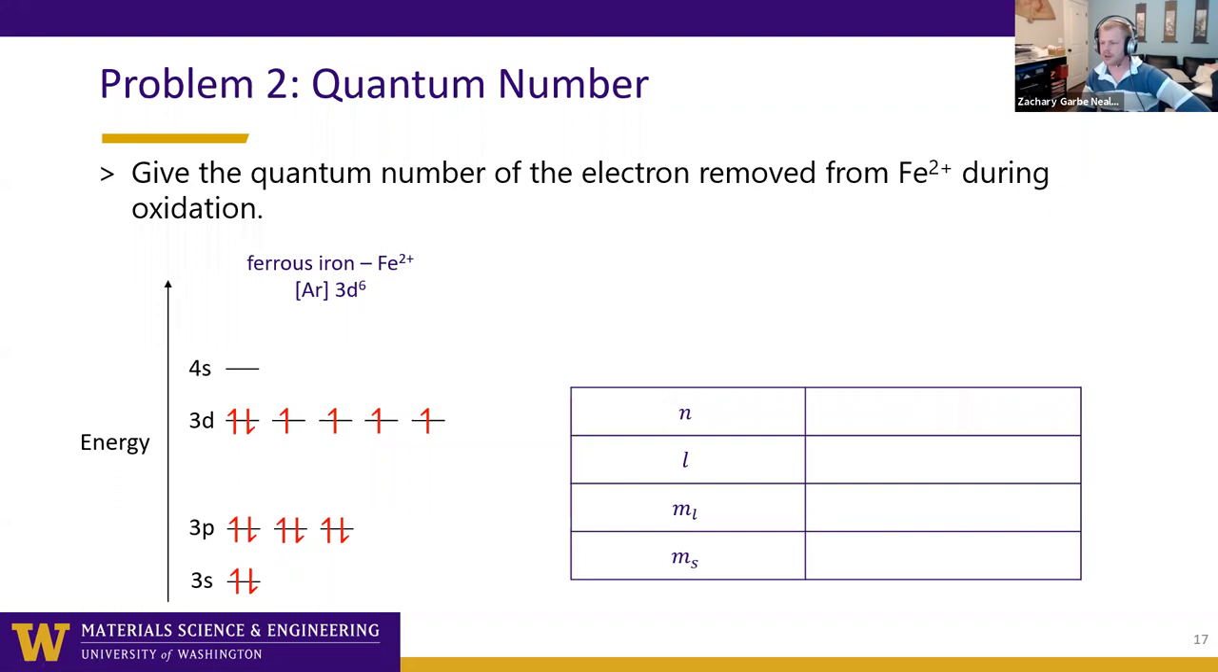Let's move on. Okay, how about the quantum number for iron? So let's say, give the quantum number of the electron removed from iron 2 plus during its oxidation. So first off, we need to know what oxidation means. Oxidation means we're taking electrons away from the ion or element. Okay, so if we take an electron away from iron 2 plus, it becomes what?